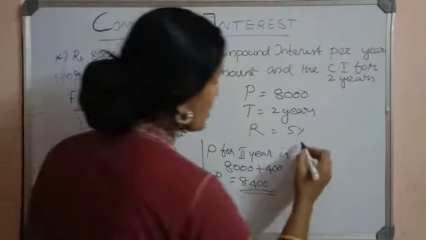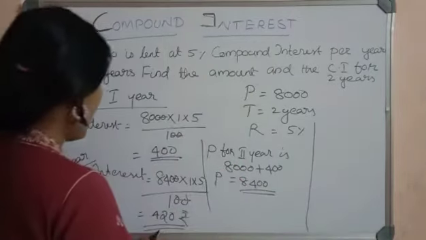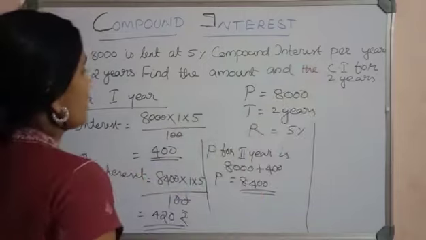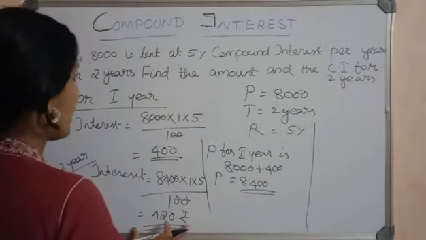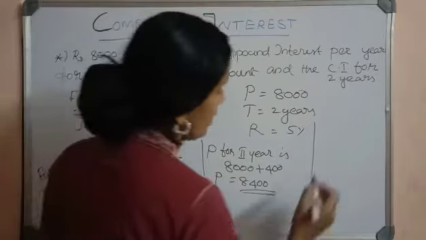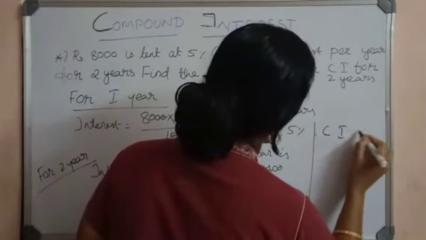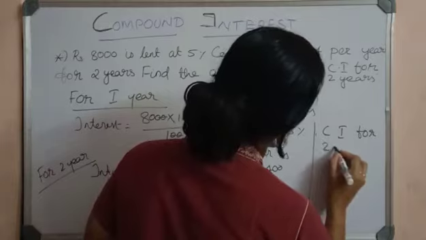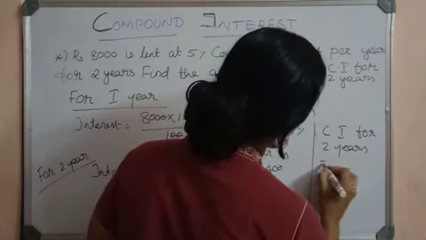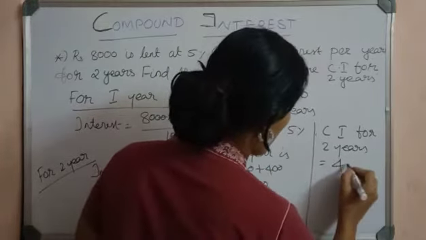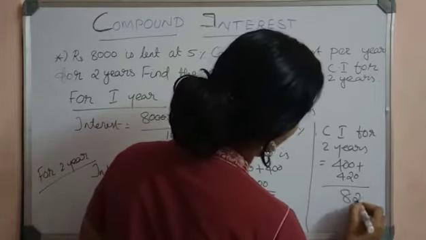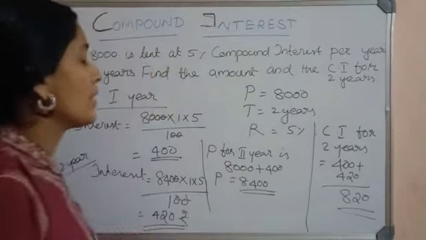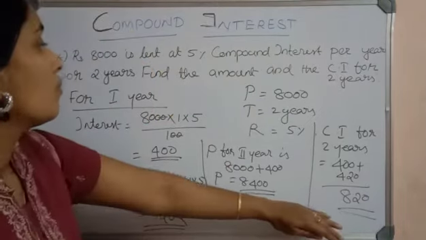So whenever the question is to find the compound interest for 2 years, we need to add the interest for the first year as well as for the second year. We will get the total compound interest. So compound interest for 2 years is equal to 400 plus 420, and that is equal to 820 rupees. This is the compound interest for both the years.